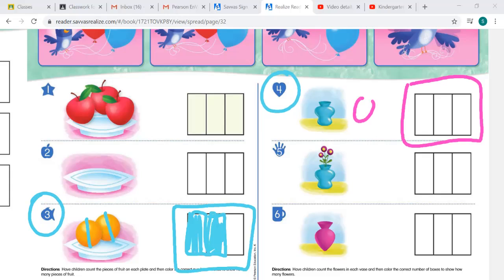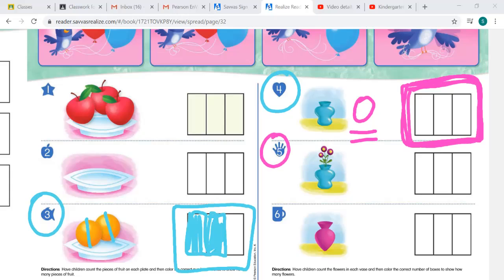The number 0, right? How am I going to show that over here? Would I color in any rectangles? No, I won't, because 0 means none. So I'm not going to color any of these rectangles over here. All right, let's look at number 5.